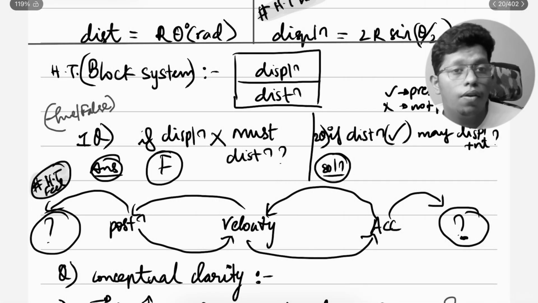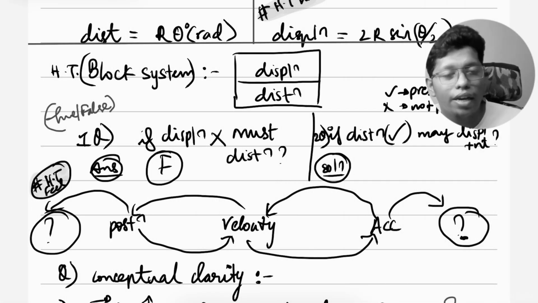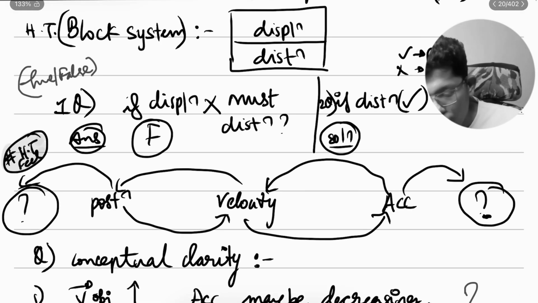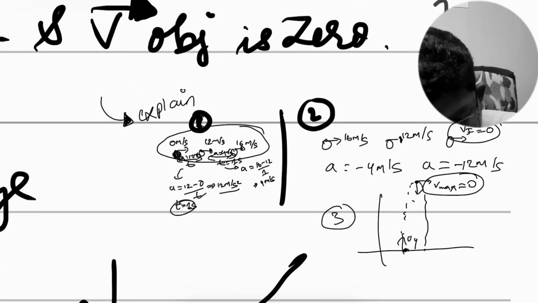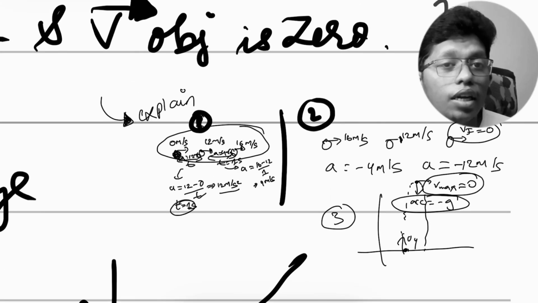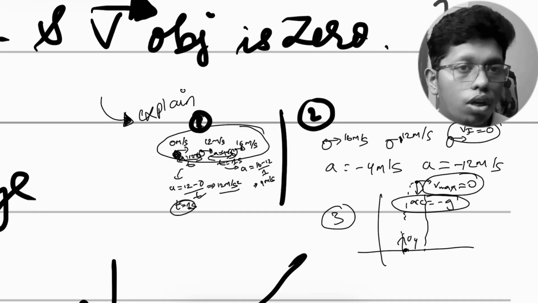Non-math students, many of them have confusion in changing the position, velocity, acceleration. They have confusion in differentiation, integration and all. I'm going to give a very quick clarity about it. I'm going to see the conceptual clarity questions because many of them may have doubt. In this point, always acceleration is acting downward, minus g. Here also, acceleration is acting but velocity is not there. So it depends upon the condition.